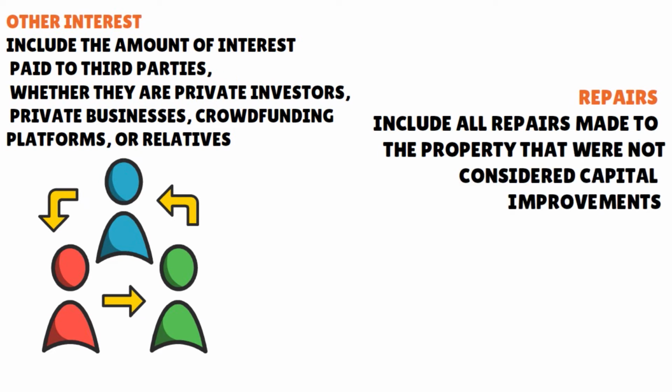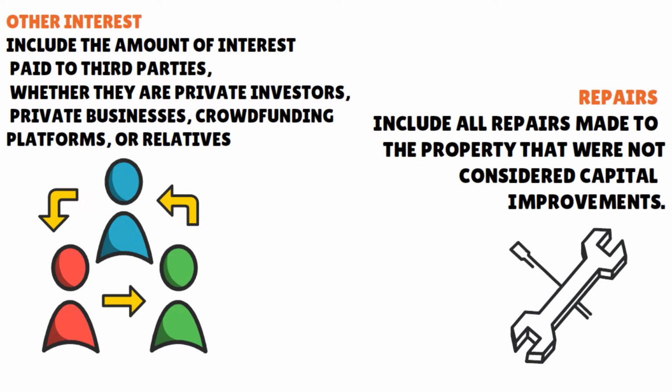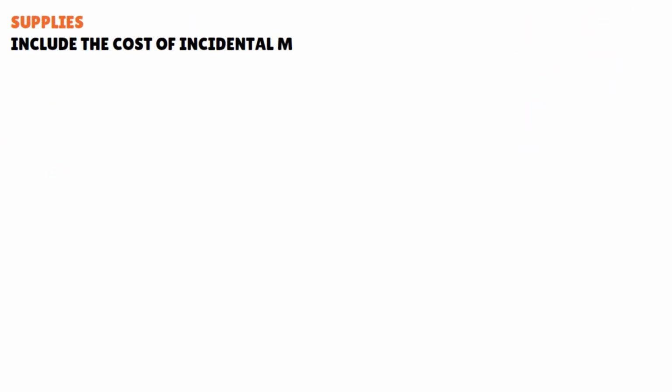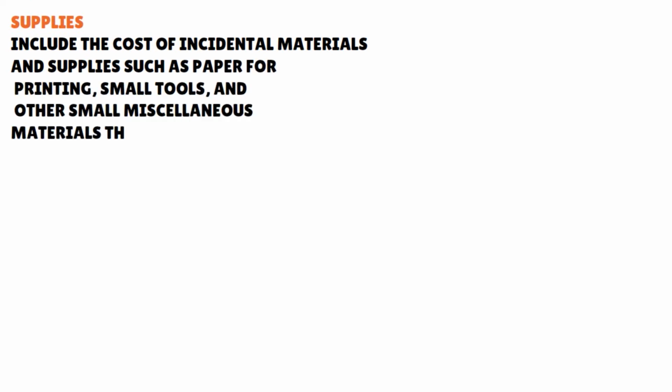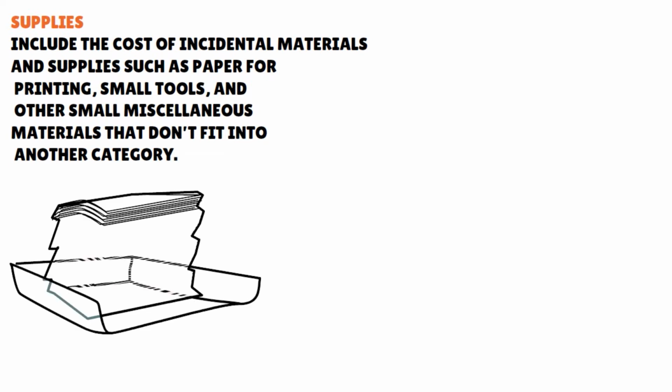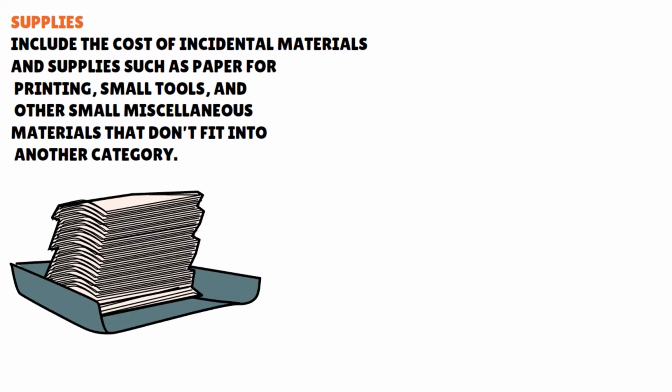Repairs also. So all repairs made to the property that were not considered capital improvements can actually be written off. So I'm just talking about small repairs and not the replacement of full floors or roofing, because those will be considered capital expenses. Supplies also you can write them off. So the cost of materials and supplies such as paper for printing, small tools, and other small miscellaneous materials that don't fit into another category.